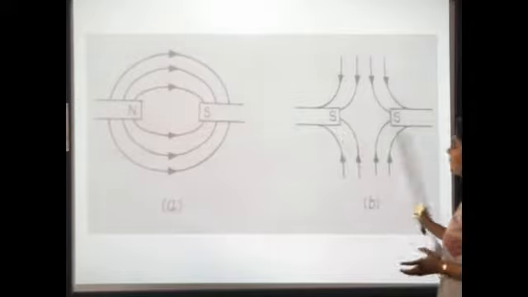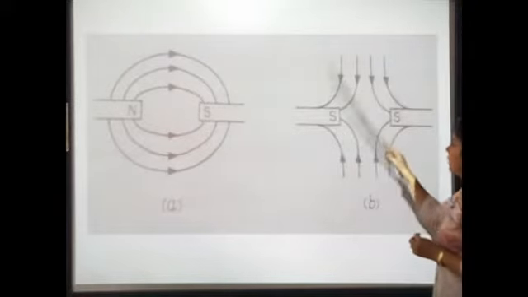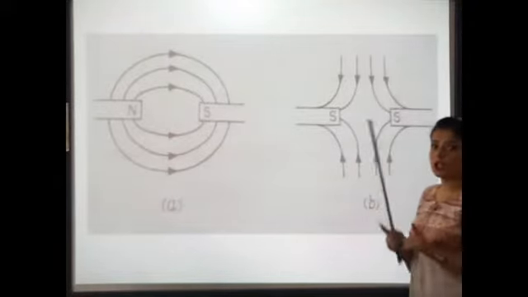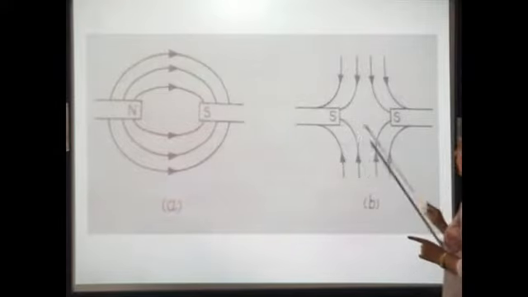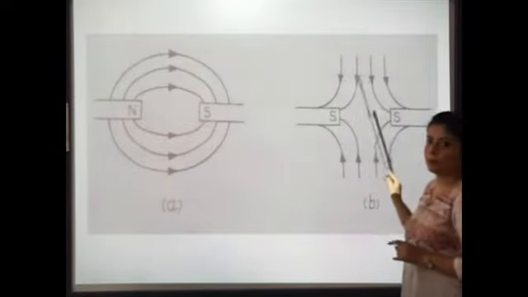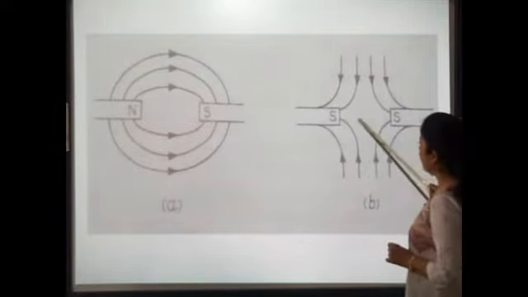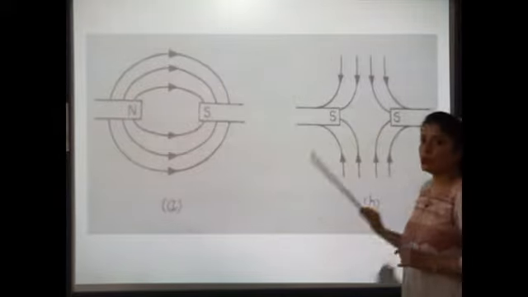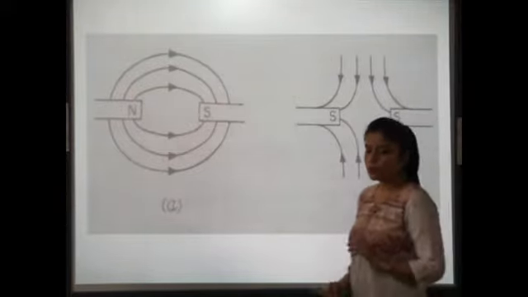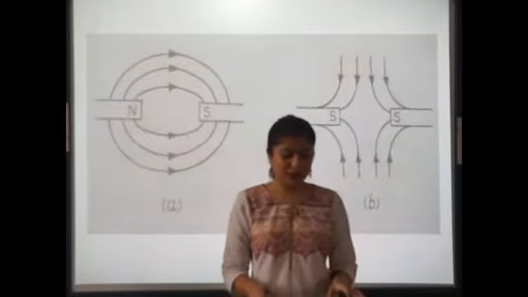Over here, when we bring the same poles together, the magnetic field lines will repel each other because it's south and south pole. They will not touch, they will repel. So over here at the center is the neutral point. These are the few properties of magnetic field lines.